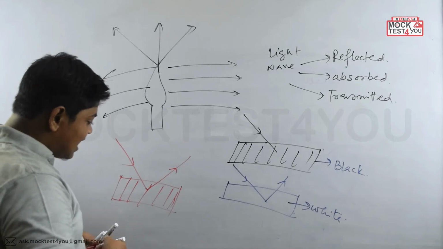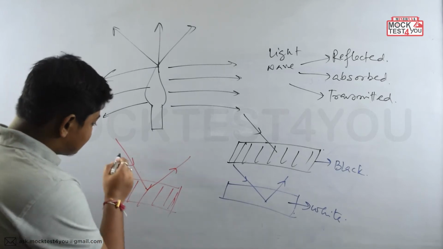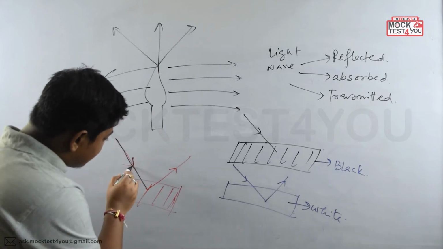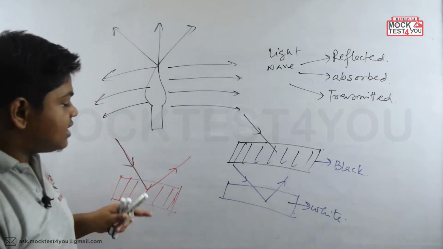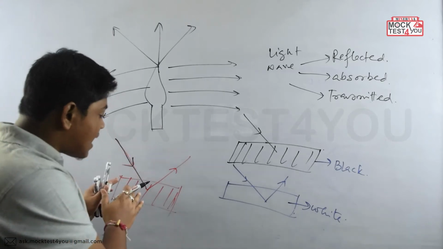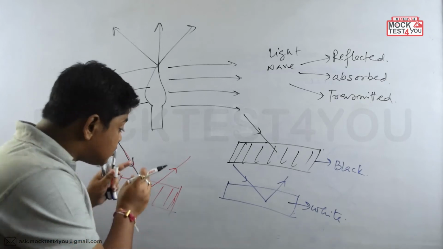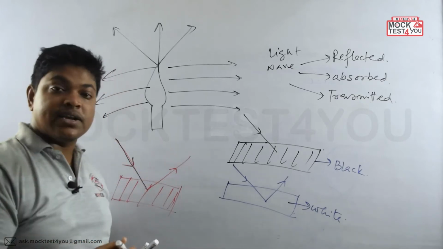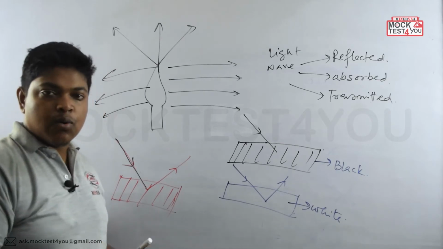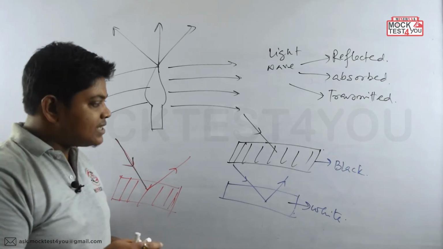Now, when the light wave comes to this surface, in this case I have just drawn it with red ink, it consists of 7 colors, but maximum of the colors have been absorbed and only the red light is reflected. So that's why you are able to see that the surface is red here. I hope it is clear.